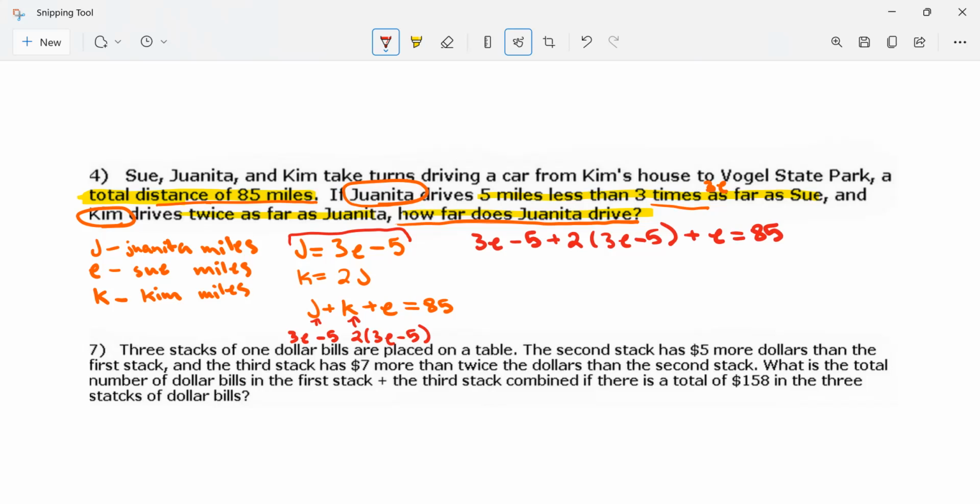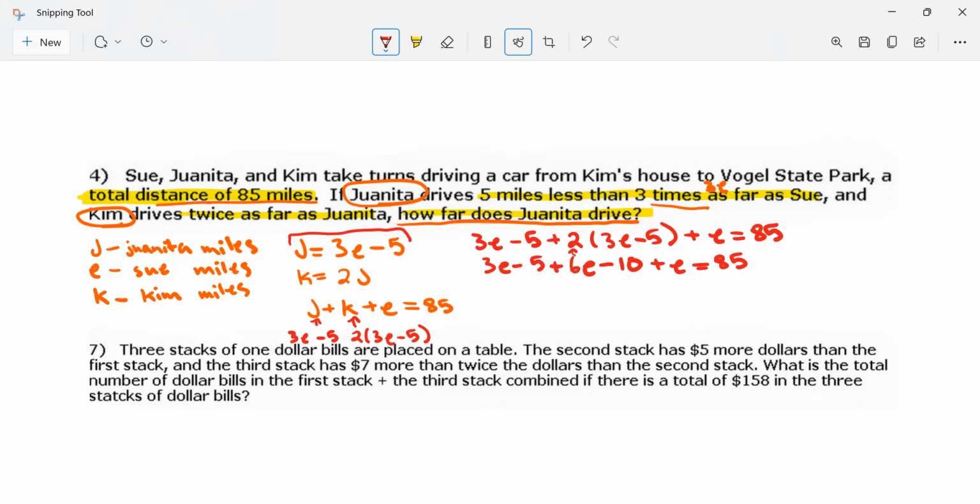And now, just like that, we only have 1 variable. So now we're going to get rid of these parentheses. So that's going to be 3E minus 5 plus 2 times 3 is 6E, and then 2 times 5 is 10. You have to remember that whenever you have parentheses, you are going to distribute this number 2 to everything within the parentheses. So you distribute it to the 3E and to the 5. And then we're going to add E equals 85.